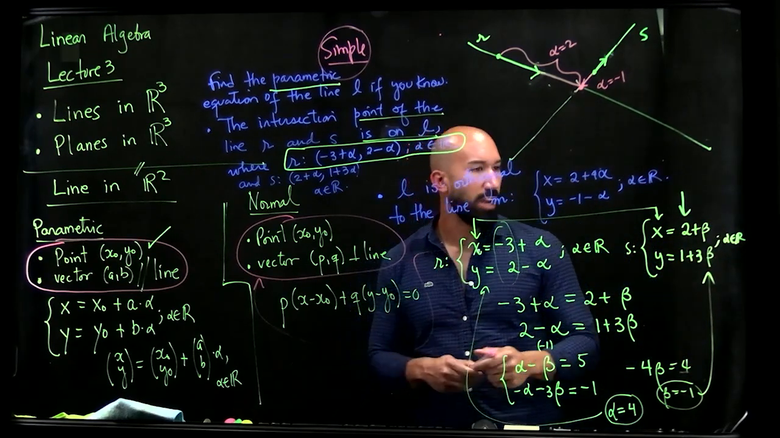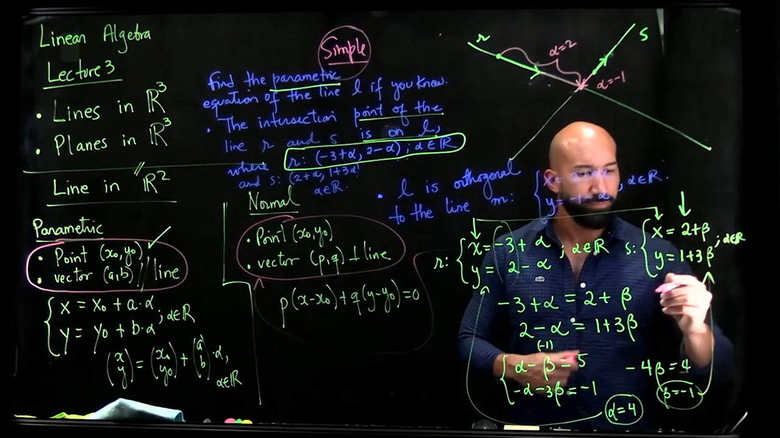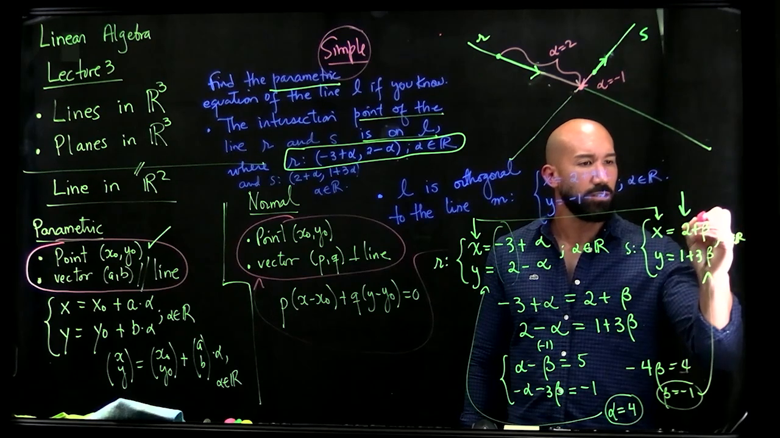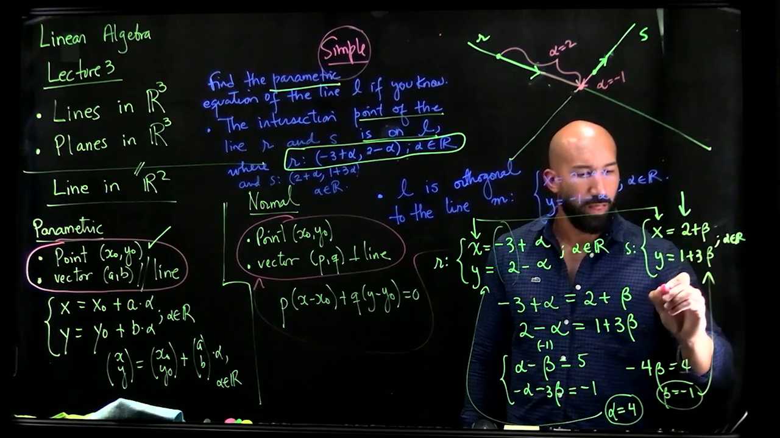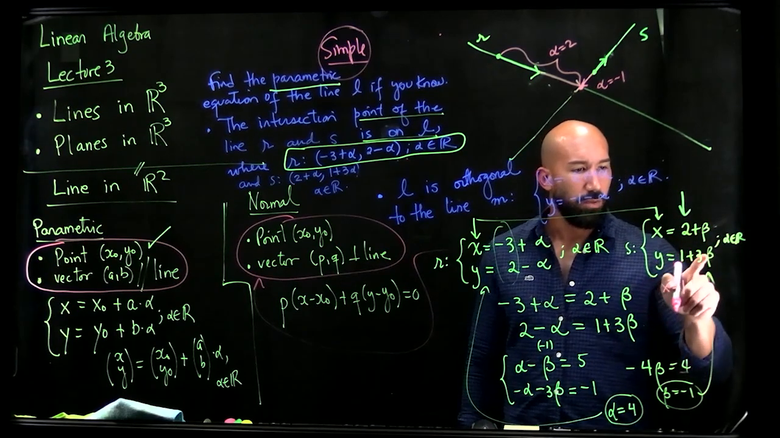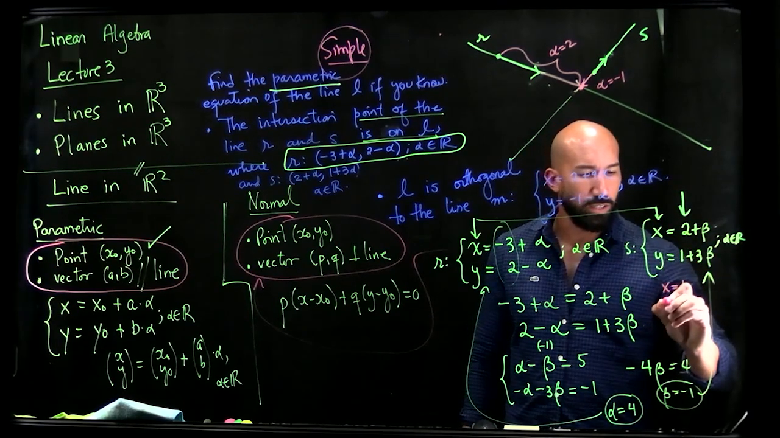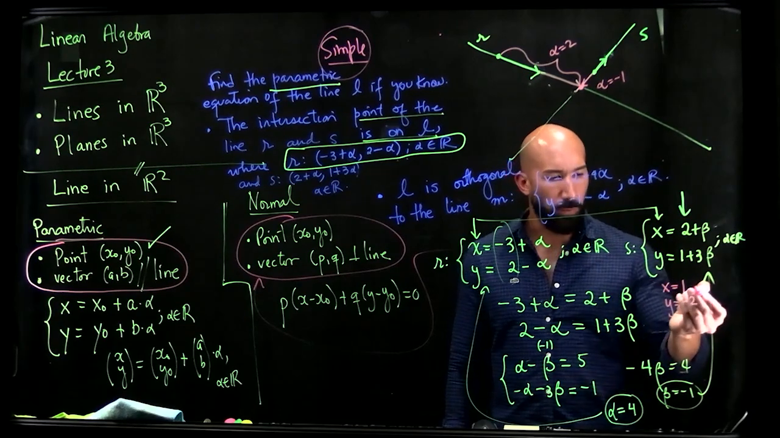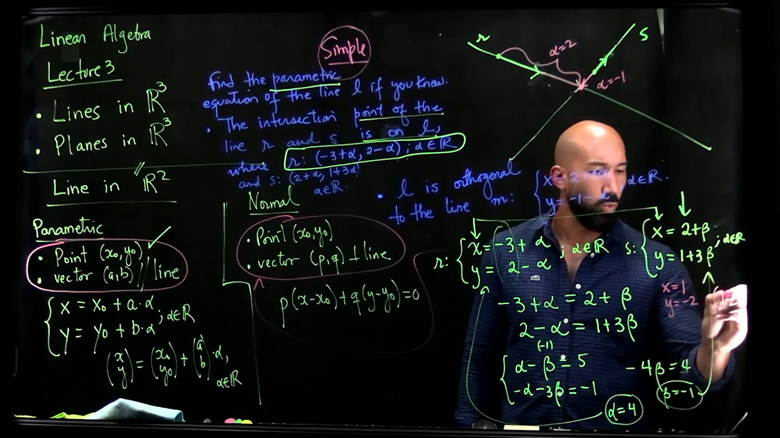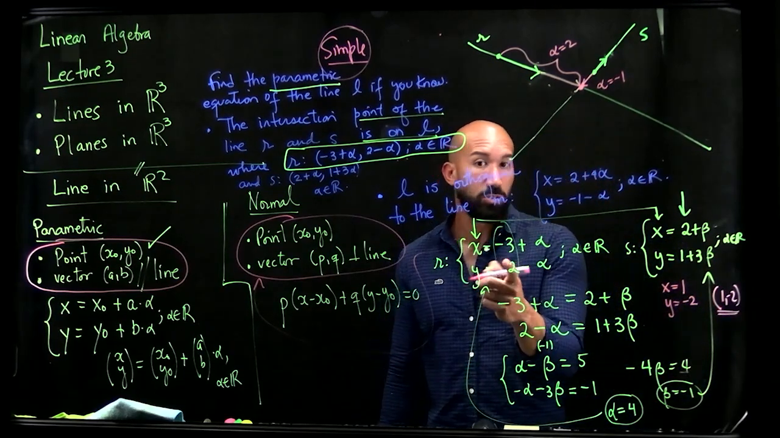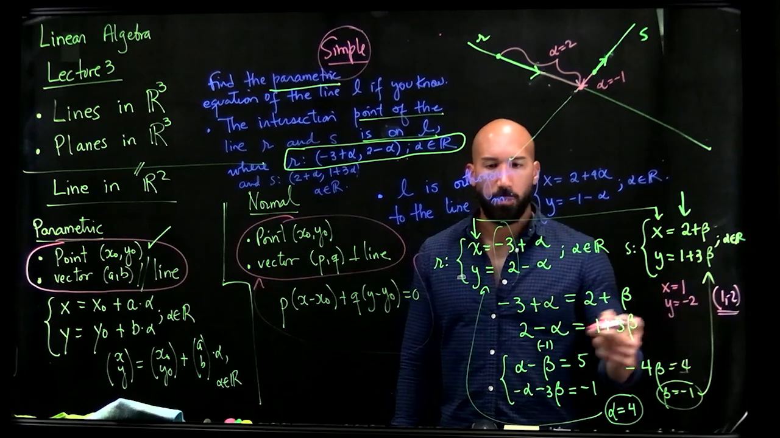Beta equals -1, what are we going to get here? This is giving us that x is going to be positive 1, and beta equals negative 1 is giving us that y is equal to negative 2. So the point is 1, negative 2, the intersection point. Well, this one needs to provide us with the same point.